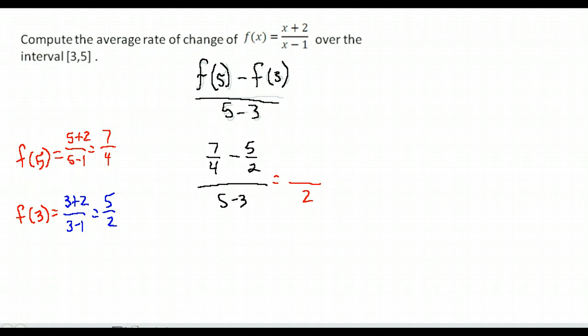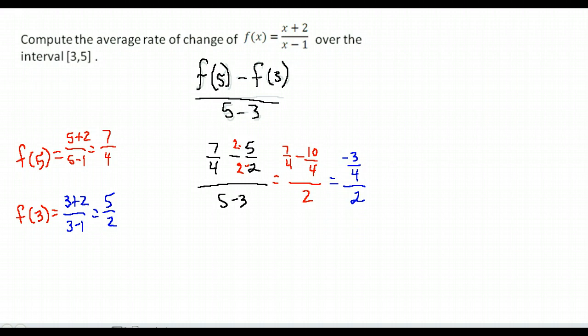On the top, fractions sometimes give people trouble. You can use your calculator, or you can recall that we have to have a common denominator of 4. So if I multiply this fraction by 2, that gives me 10/4. So I have now 7/4 minus 10/4, and I can subtract them now. 7 minus 10 gives me negative 3/4 all over 2.